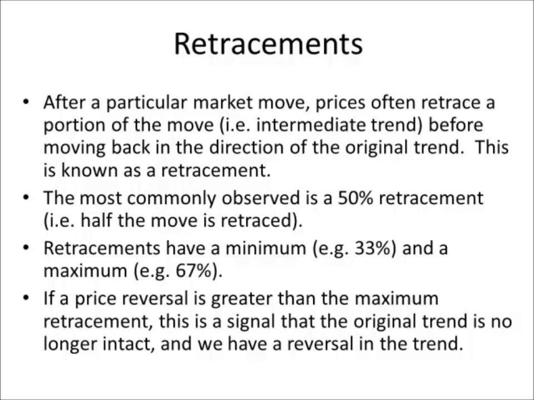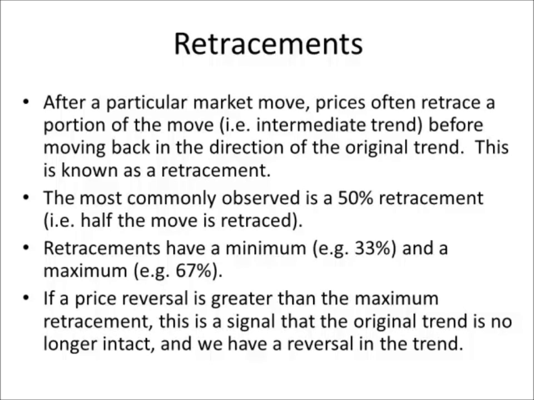The final concept we will talk about in this lecture is what is known as a retracement. A retracement is essentially a reversal of a prior move. This is directly related to when we talked about the intermediate trend. If there's a primary trend going in one direction, after that price move, prices will often retrace a portion of the move. That's the intermediate trend. And they will do this before moving back in the direction of the original trend. When this occurs, we have a retracement.